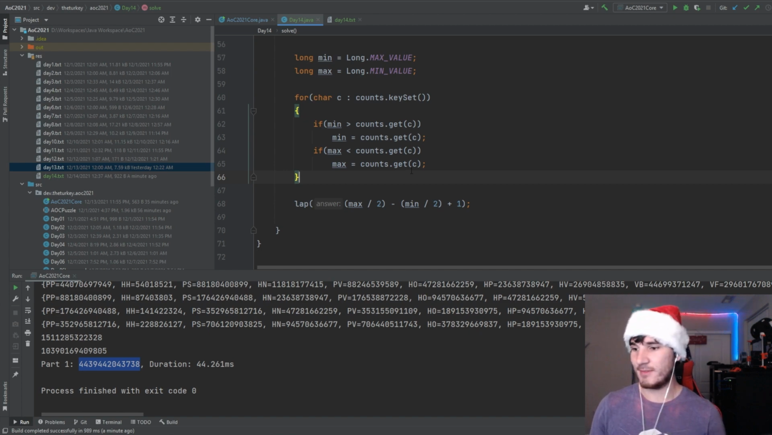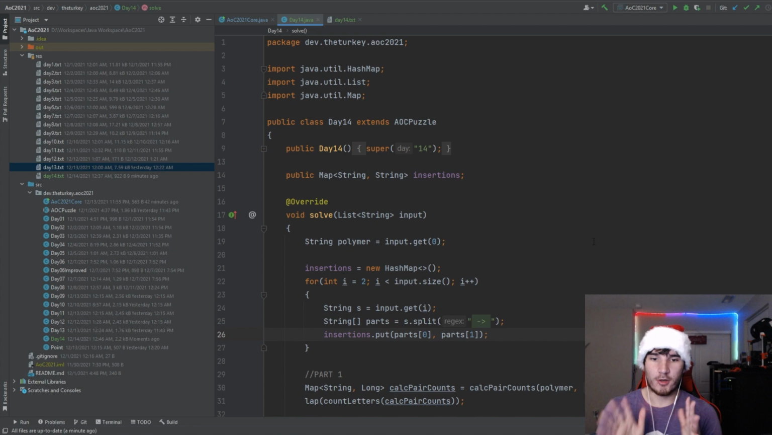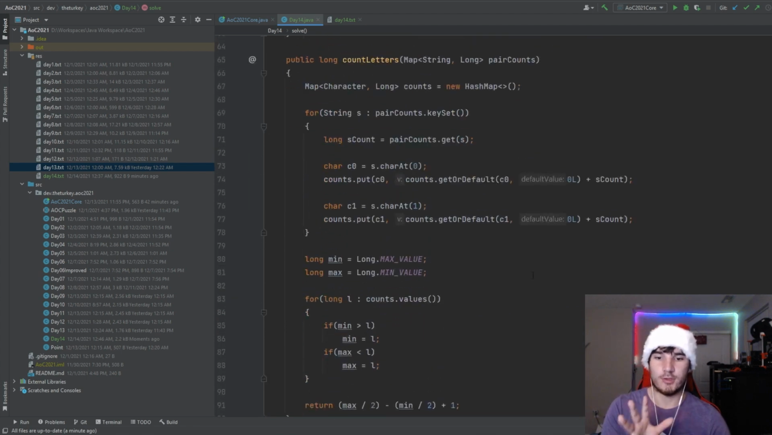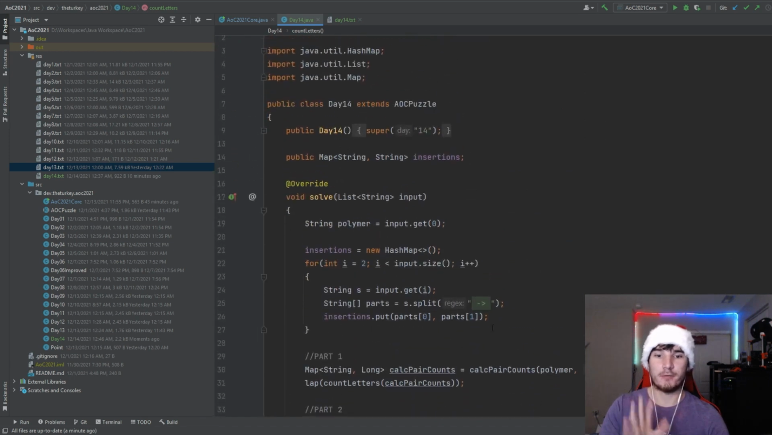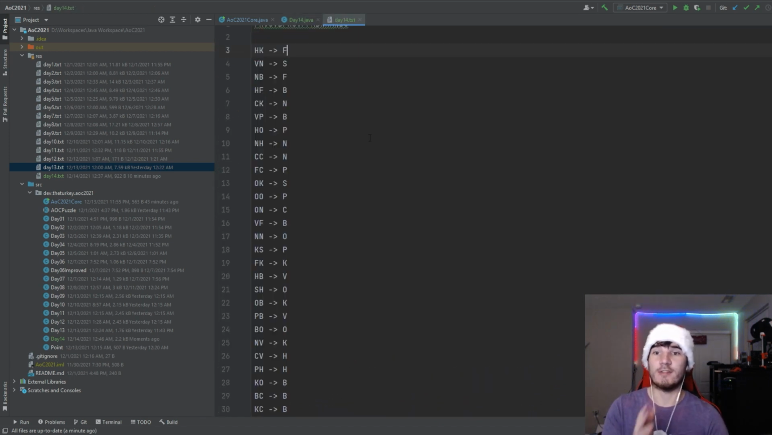So, one minute. Okay, so I've gone through and cleaned up the code. I still don't know for sure if this is the correct way to do the math on the final count, but I'll get to that later. So first off, TLDR is that you are given this input here.